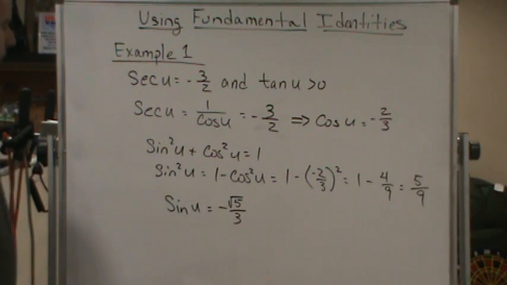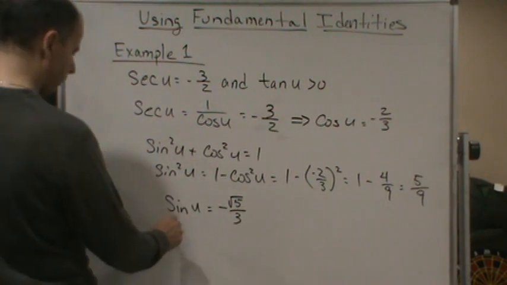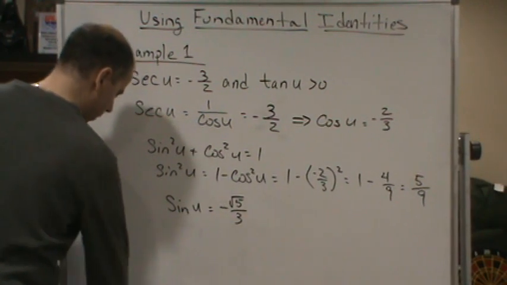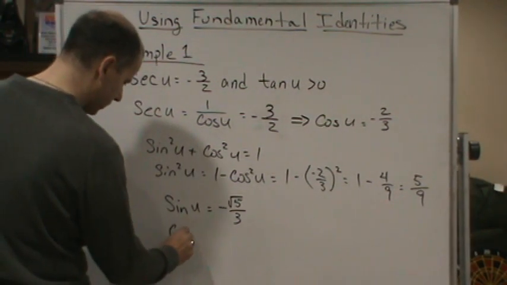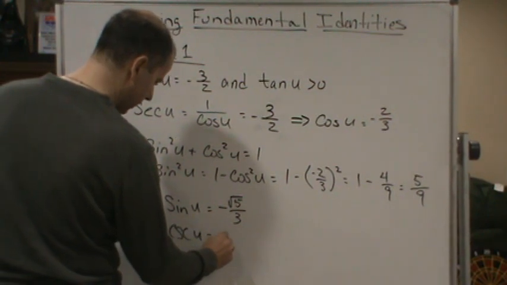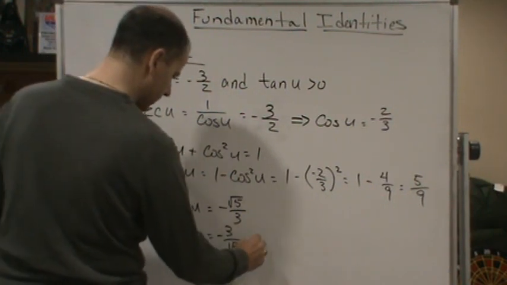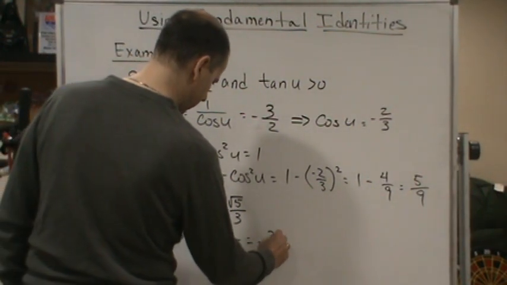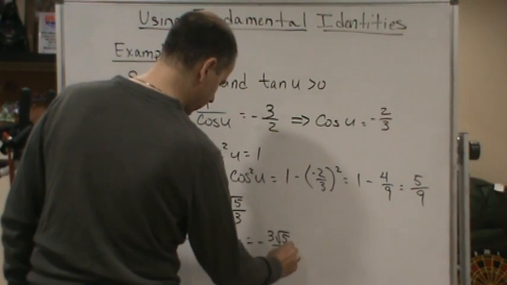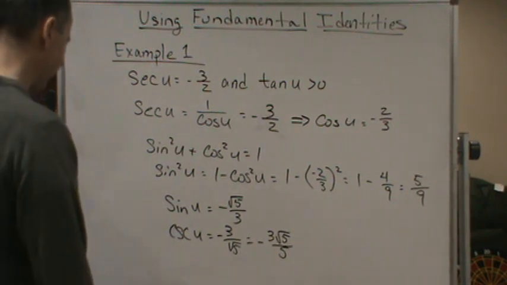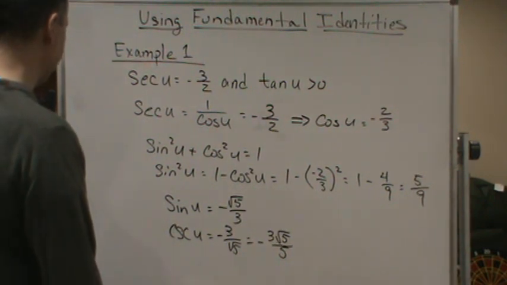Now we're going to use our information to get the rest of them. Cosecant is 1 over sine. So that means cosecant u is going to equal -3 over the square root of 5. But again, we're going to rationalize this, so that's going to be -3 root 5 over 5. And what else do we need to get? We got secant. We need tangent and cotangent.